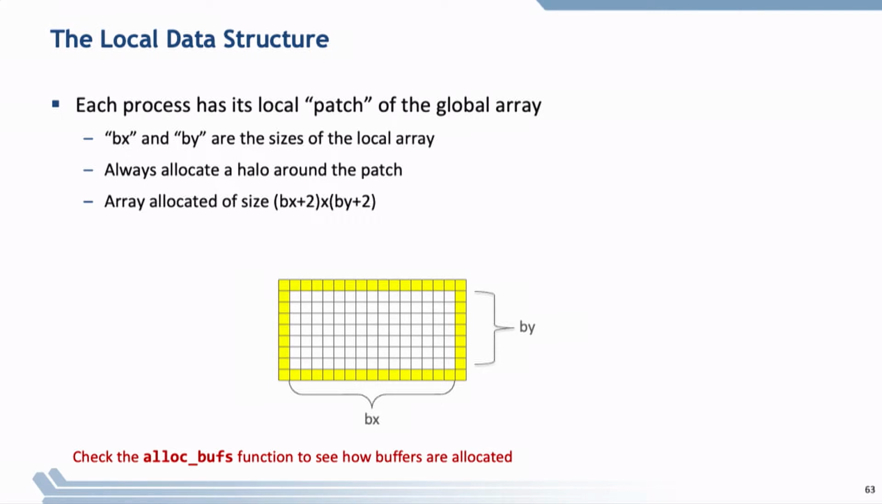Previously, we had the global data structure in the serial example, which was all 1,000 by 1,000. In the local process, now each process is going to have a local patch of the global array, like I said. In this case, Bx and By are the sizes of the local array. In addition to the data that we're responsible for, the data that we're going to be calculating the updated values for, we also allocate in yellow here what we call a halo around the patch. So the actual array allocation, the actual malloc we do in the program, is going to be using these dimensions instead of just Bx, By to allocate the local memory. You can find this in the alloc_bufs function if you're looking at the example code.